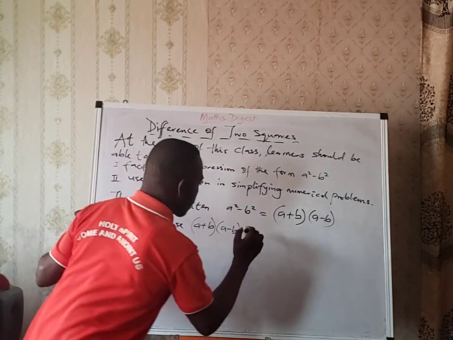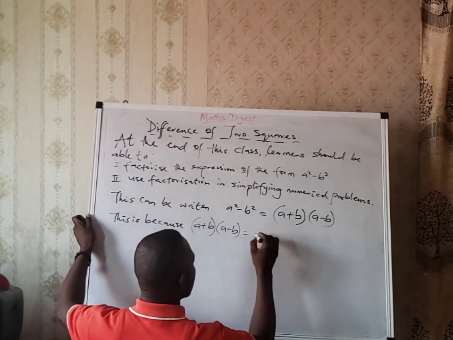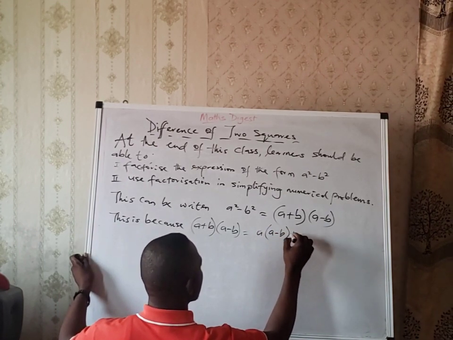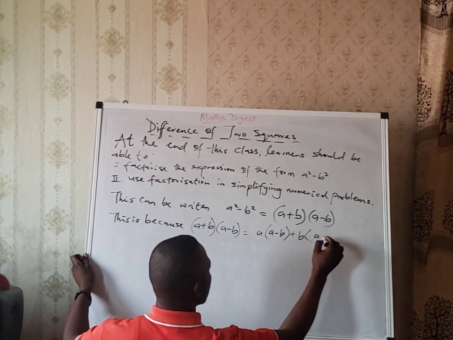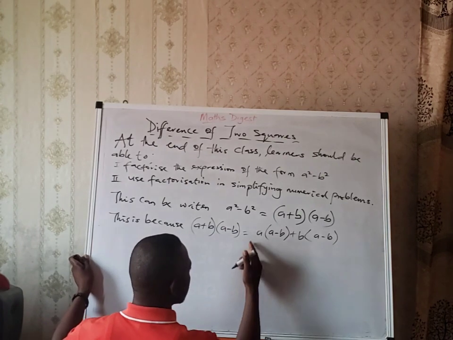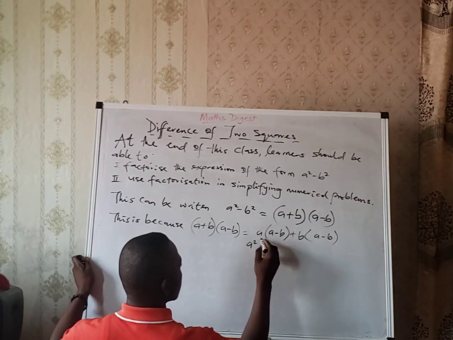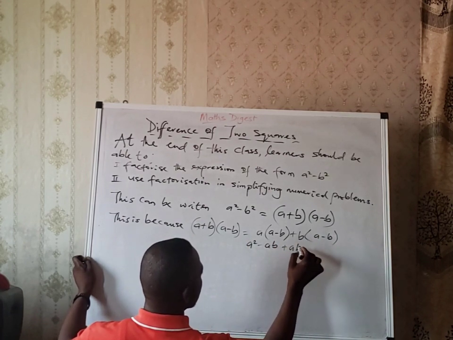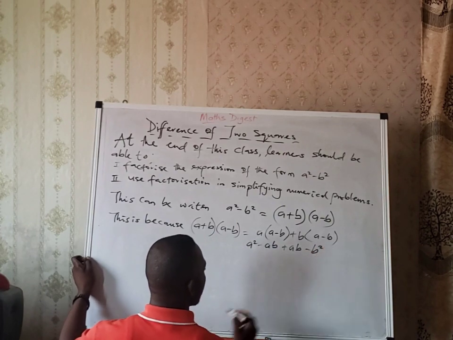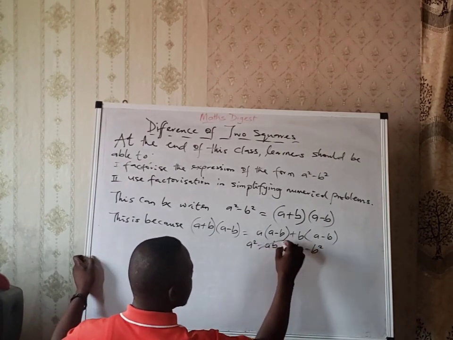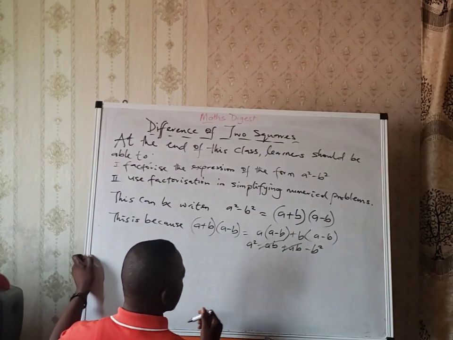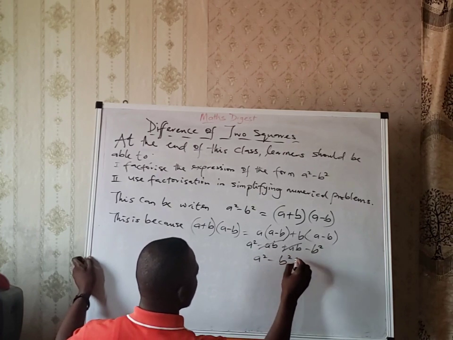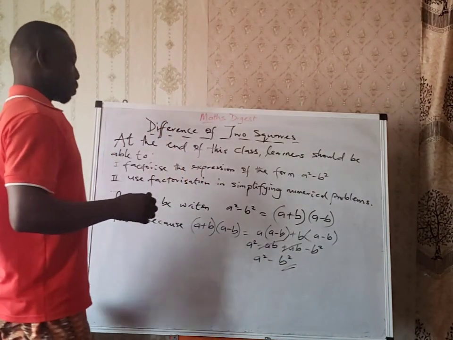If you remember our expansion, you can actually say a in bracket a minus b and plus b in bracket a minus b. When you expand it, you have a squared, this minus ab, and for this we have plus ab, and for this we have minus b squared. So from this you can see that we cancel these because they have negative and positive. So we arrive at a squared minus b squared. With this we call it difference of two squares.